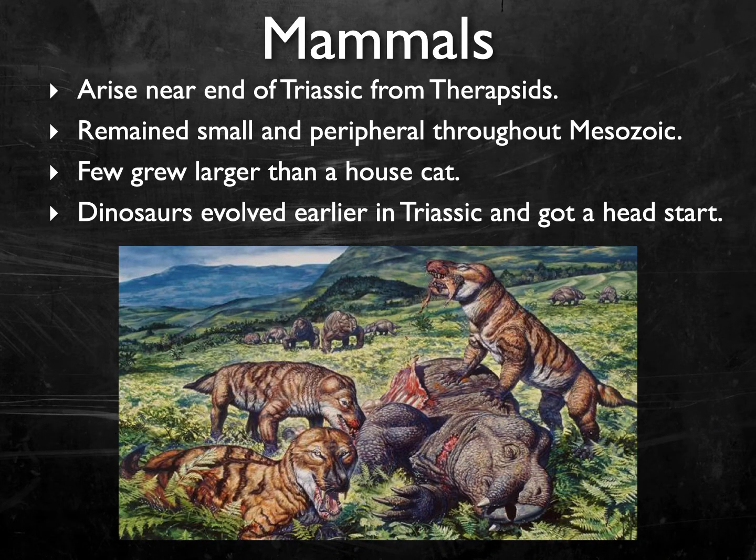So kind of near the end of the Triassic, right before the big extinction there, the mammals come about. They evolved from the Thoraxids, and these are some cynodonts. They're always sort of drawn like weirdish, half dog, half reptile looking sort of things.